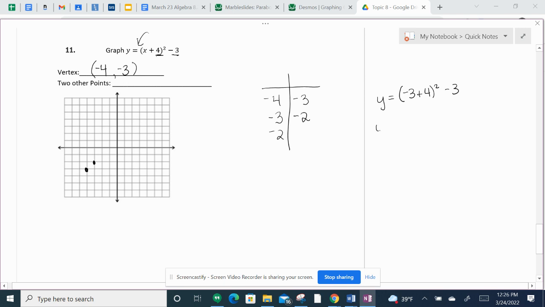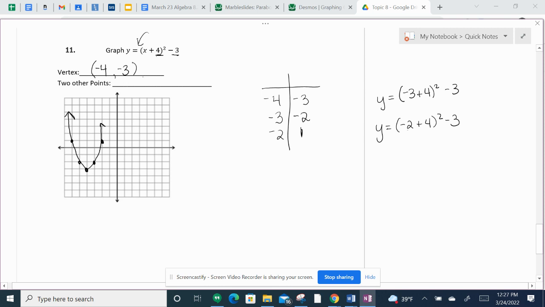And then one more point, y equals negative 2 plus 4 squared minus 3. Again, when I plug that in, negative 2 plus 4 is 2, squared is 4, minus 3 is just a 1. So that tells me negative 2, 1 is on my parabola. So that gives me this half of the parabola. And then because it's symmetric, I would have a point here, and I would also have a point here, giving me that other half of the parabola.